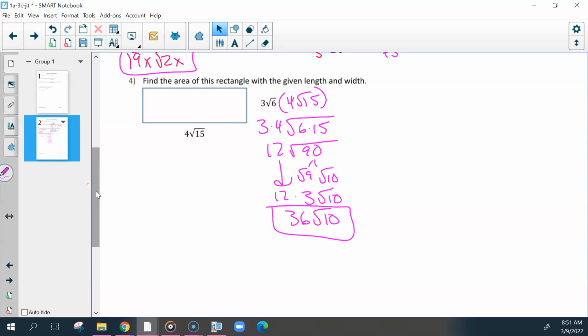What questions do we have on that? Barrett? Why does the 12 change to a 36? Because we're multiplying 12. Oh.